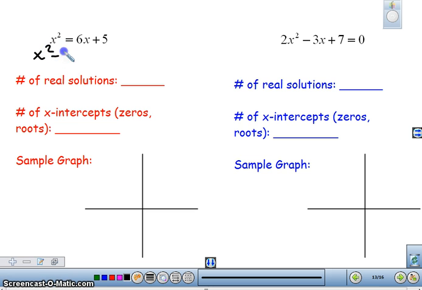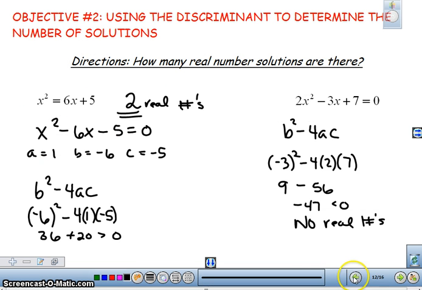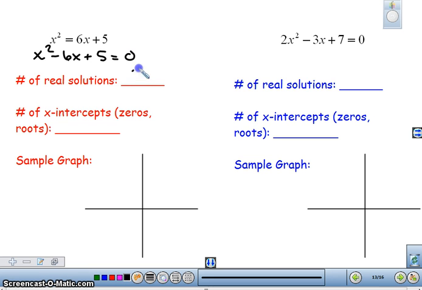x squared minus 6x plus 5, and that's equal to 0. Now, this is the same equation, so we know already that there were two solutions. That means if I'm going to graph this, can I figure out right away what is my vertex? Well, we've been working with that for a while. This goes back to the beginning of the chapter. How can I find my vertex?